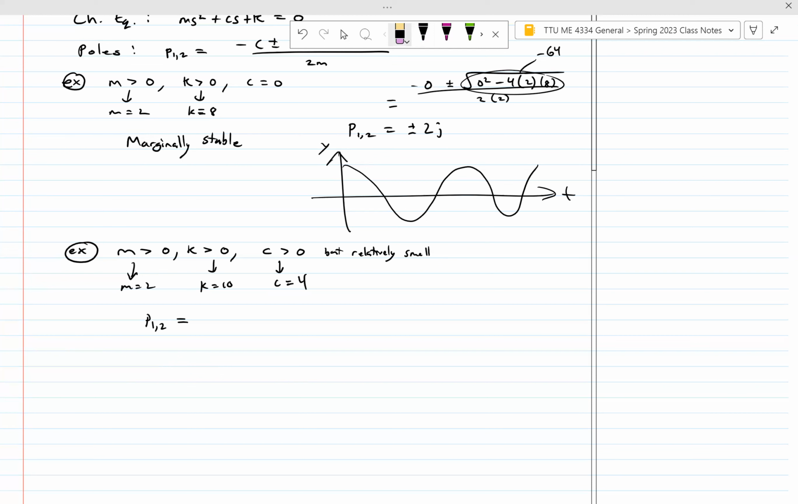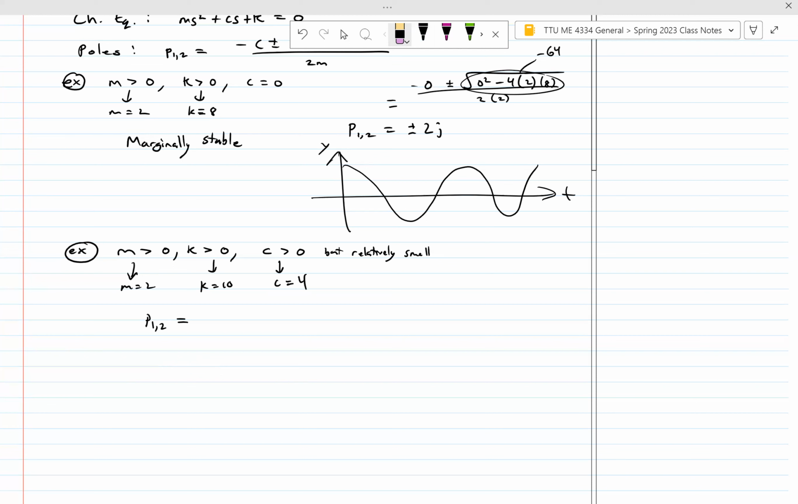What do you guys get for your poles? -4 plus or minus 2j? Is that someone that's forgotten to divide by 2m again? Same mistake? I think you forgot to divide by 2m, but otherwise it looks pretty close. So you forgot to divide by 2m for the first part. There we go. -1 plus or minus 2j.